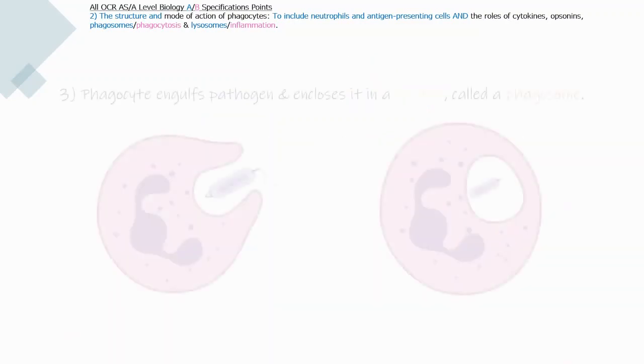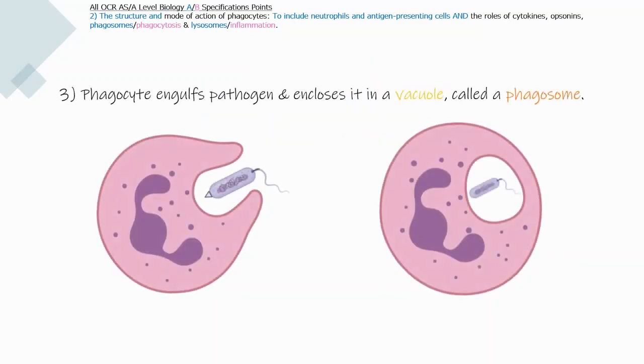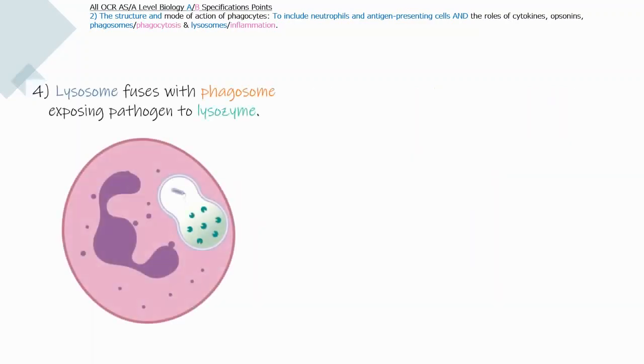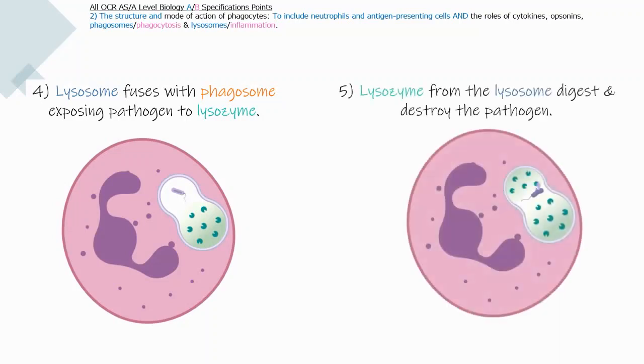The phagocyte then engulfs the pathogen and encloses it in a vacuole, and this vacuole is known as a phagosome. Another organelle known as a lysosome then fuses with this phagosome and exposes the pathogen to lysozyme, which is the hydrolytic enzyme that we spoke about earlier. Lysosomes contain lysozyme. The lysozyme from the lysosome digests and destroys the pathogen.